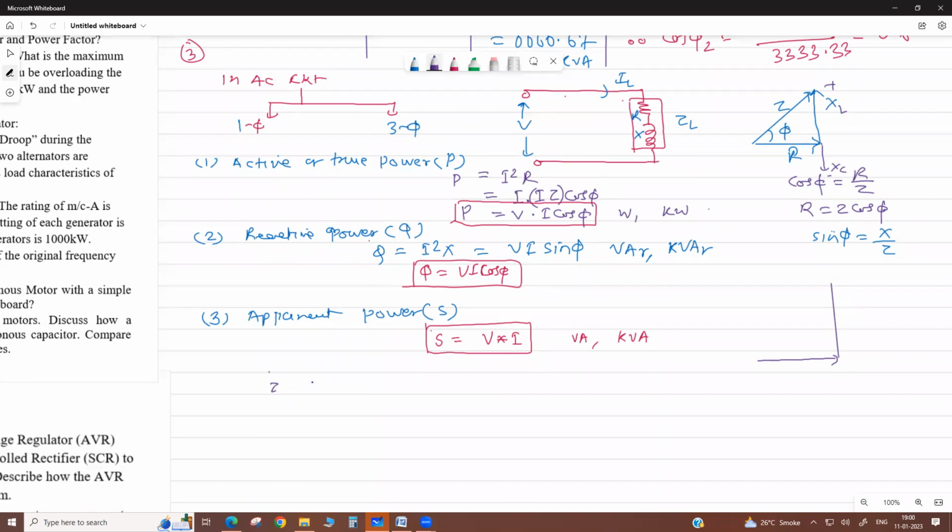Q is equal to VI sin phi, yes. Q equals VI sin phi.